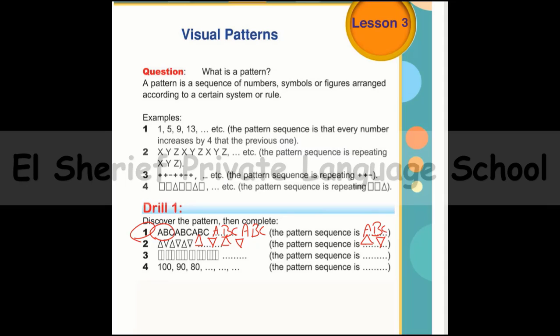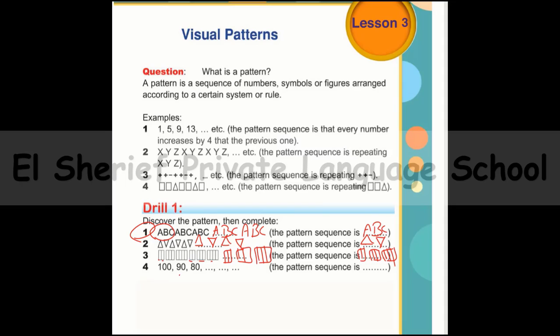Here we have 2 bars and 3 bars and 4 bars, and again we have 2 bars, 3 bars, 4 bars. So draw 2 bars, then draw 3 bars, and the sequence is 2 parts, 3 parts, 4 parts, and so on. So first discover the pattern and complete by the same pattern.